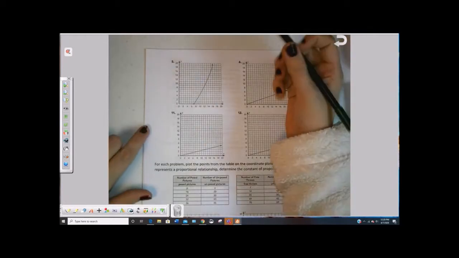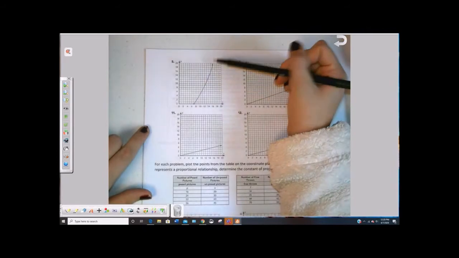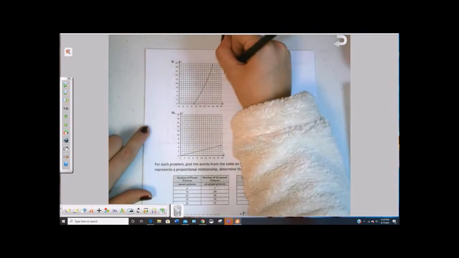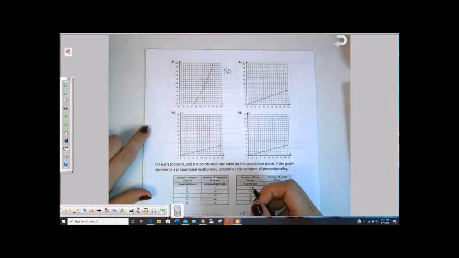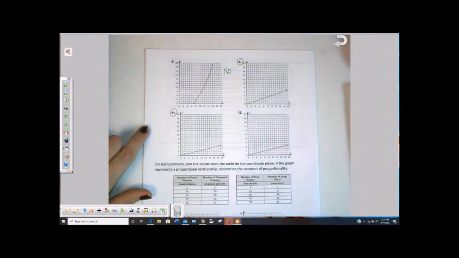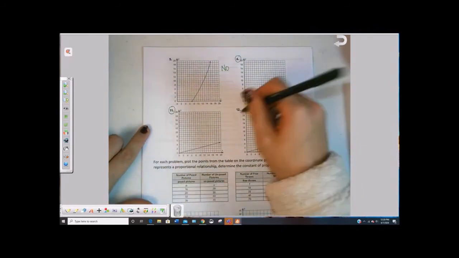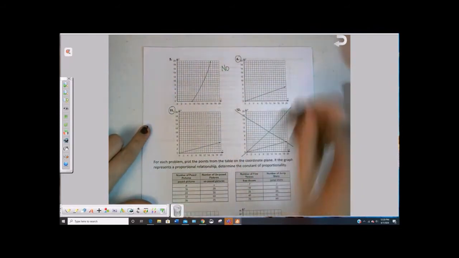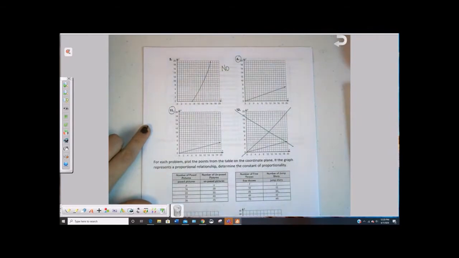So yesterday we talked about how to tell if a graph is proportional or not. And remember that it is proportional if you have a straight line and it goes through the origin. If we look at number 5, this is not a straight line, so it's automatically a no. I want you to try and do 6 and 11 on your own. 12 is pretty much the same thing as 11, so I crossed that one out. So you just need to try and do those two on your own.